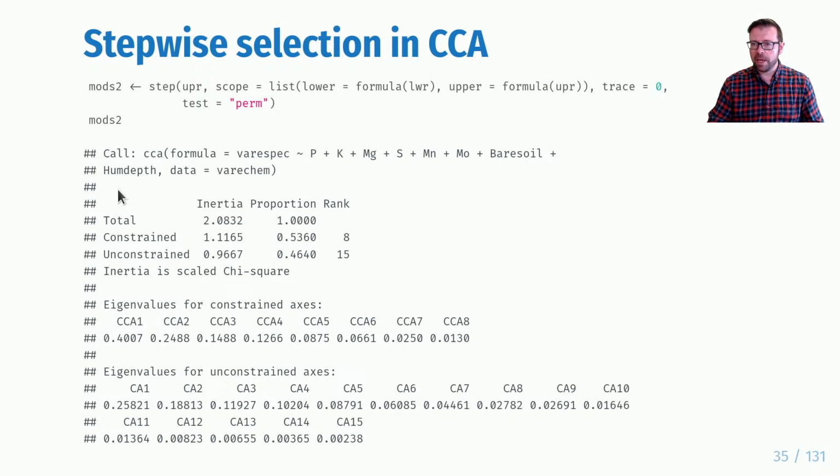And so now we get a model that doesn't contain aluminium. In fact, that was the first thing to be got rid of. And probably because if we've got some of these other variables in the model, then we don't really need aluminium because it's correlated with a lot of them.